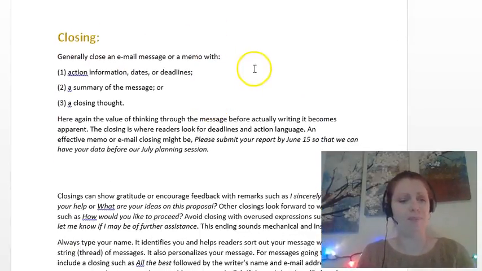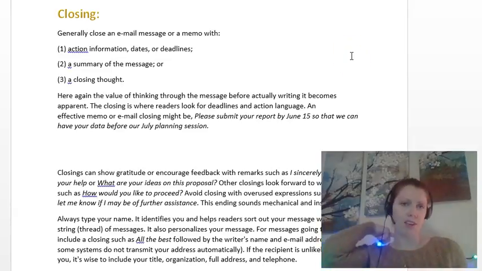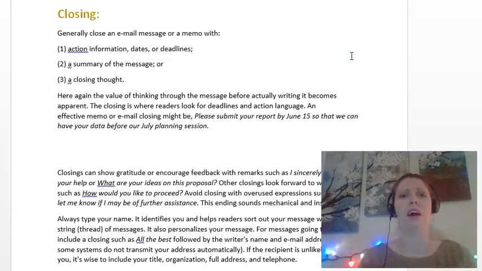Closings. All right. Generally, you close an email message or a memo with action information, dates, deadlines, a summary of the message, or a closing thought. So here again, the value of thinking through your message before actually writing it will become apparent. So the closing is where readers look for deadlines and the action language, the call to action, which we've mentioned. So an effective memo or email closing might be something like, please submit your report by June 15th so that we can have your data before our July planning session.